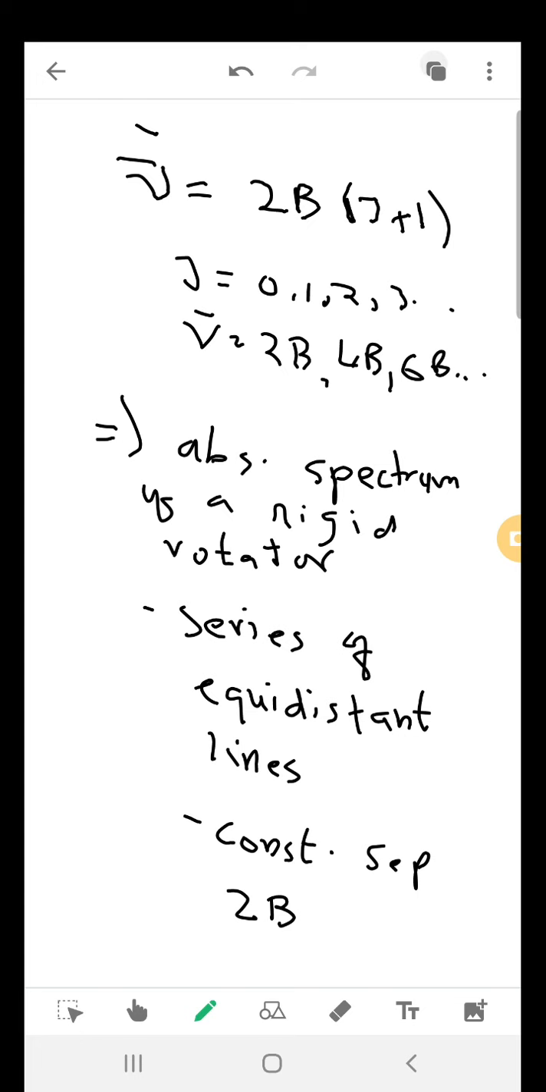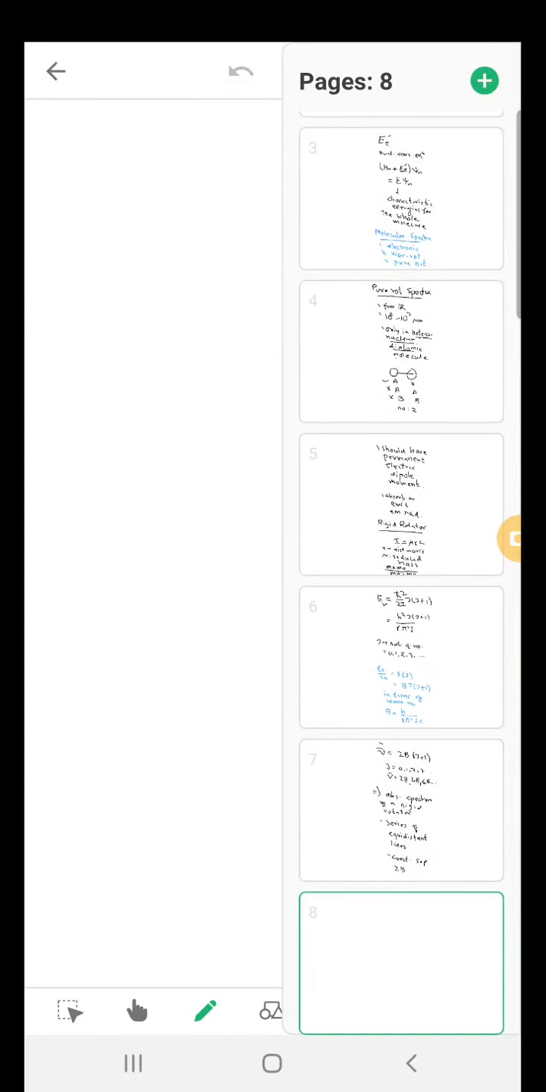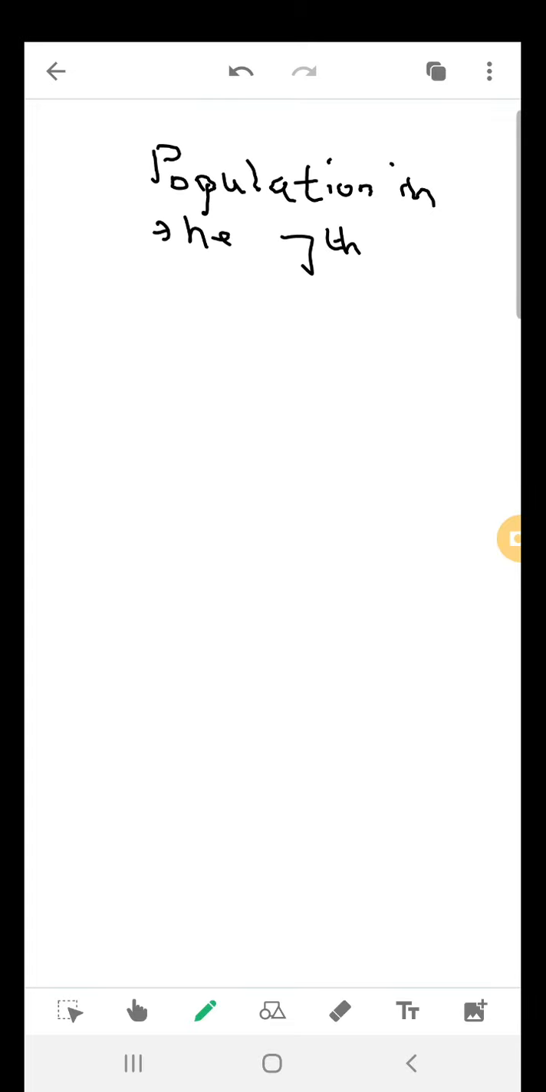And the population in the jth level corresponding to the lowest level.